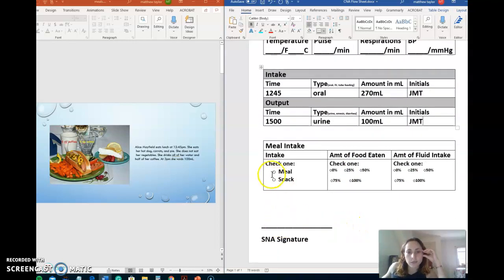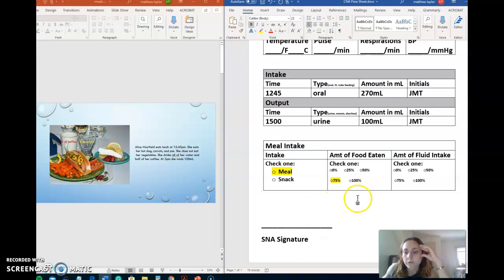Alright, so the intake type is a meal. I'm just going to highlight it. It's a meal. About how much did she eat? This can be difficult in the real world because you kind of have to guesstimate it. She ate her hot dog, her carrots, and her pie. She did not eat the vegetables on the side. So I'm going to say that looks like about 75% to me.